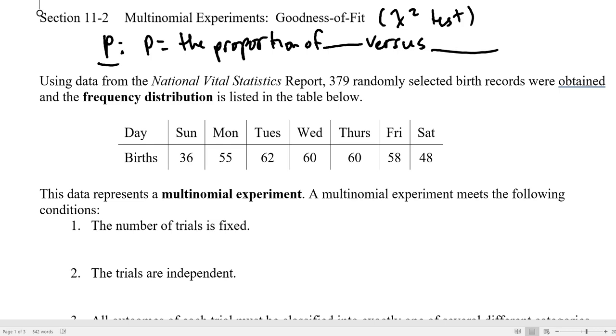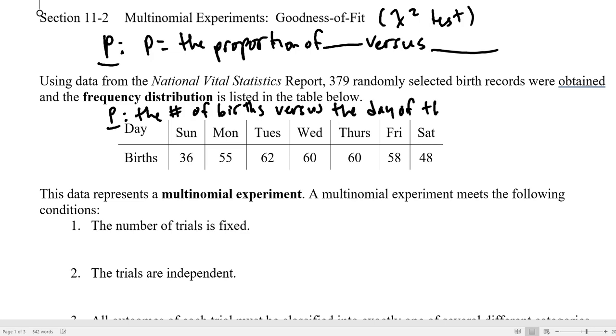So in this situation, 379 randomly selected birth records were obtained, and the frequency distribution is listed in the table below. We have the number of births versus the day of the week. Okay, so this has multinomial, multiple terms, and our proportion is the number of births versus the day of the week. And we have 379, so that's our total sample size.